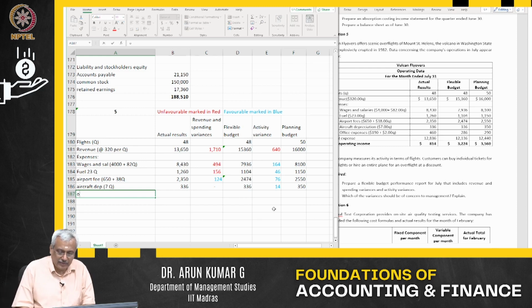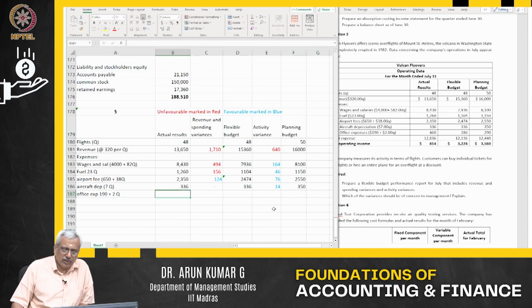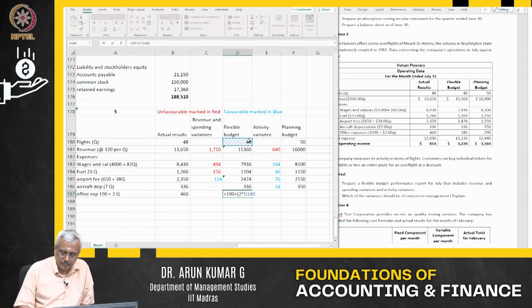Next, I have office expenses, which is 190 plus 2Q. What is my actual? My actual is 460. What should have been my flexible budget? 190 plus 2 into 48, 286. Whereas it is really unfavorable, as you can see. It's $174, which is unfavorable.